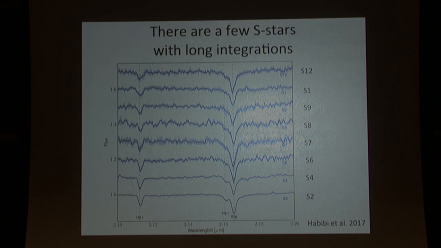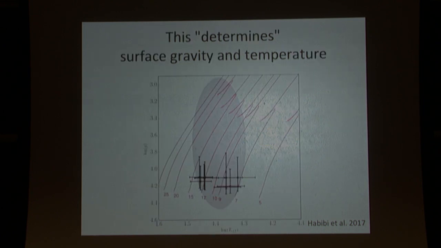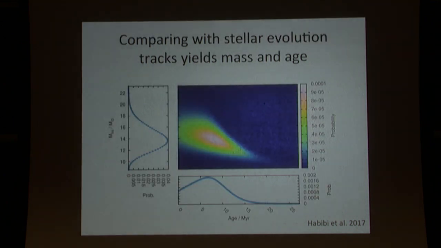You can see here S2, S4, S6, S7, 8, 9, S1, and S12. These are the stars for which you get this deep spectra. And what you learn from these spectra is that you can, via atmosphere modeling, determine or get an estimate on the surface gravity and temperature of these objects. The surface gravity, of course, is related to the radius. And with that, you can then compare to stellar evolution tracks, and you get out mass and age constraints, for example.